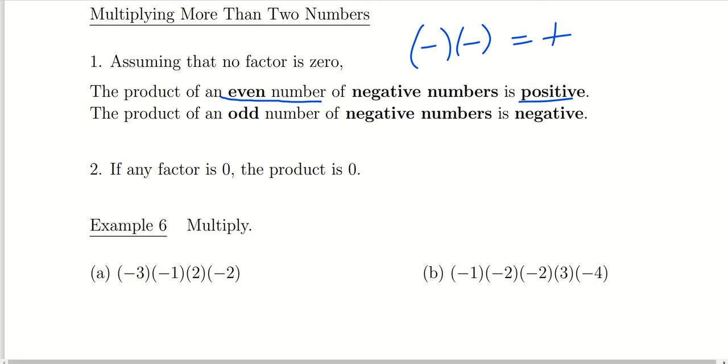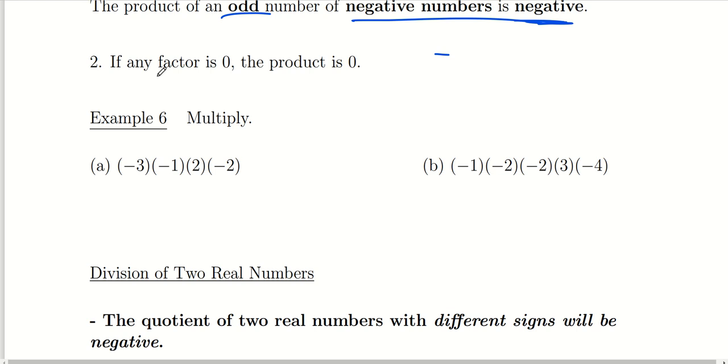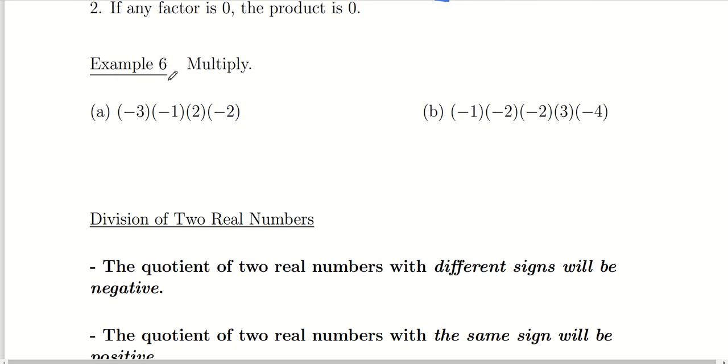However, if you have a product that has an odd number of negatives, then it's not divisible by 2, and you're going to have one negative factor left over at the end, which will make the final answer negative. And of course, if any factor in your product is 0, then that will make the entire answer equal to 0. Let's use this technique to help us with example 6.